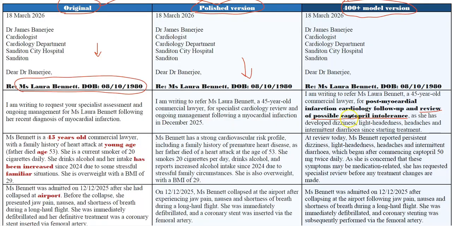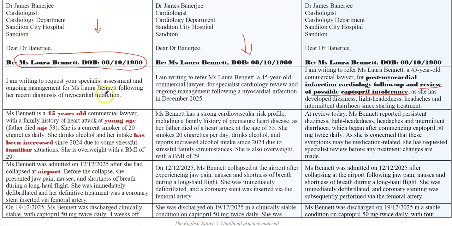So the circumstance of a heart attack, okay, is interesting, but that's not the main reason. The main reason for writing is to request review of medication due to side effects. So keep that in mind.